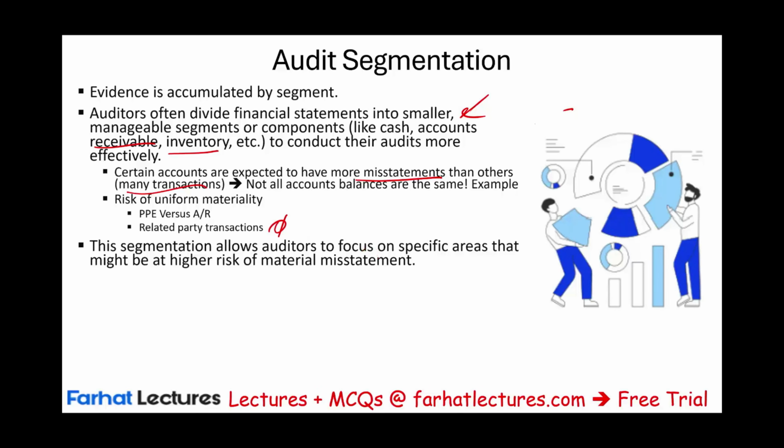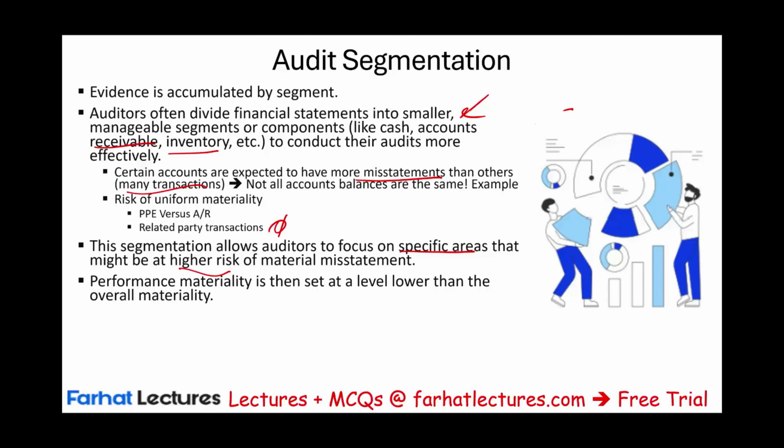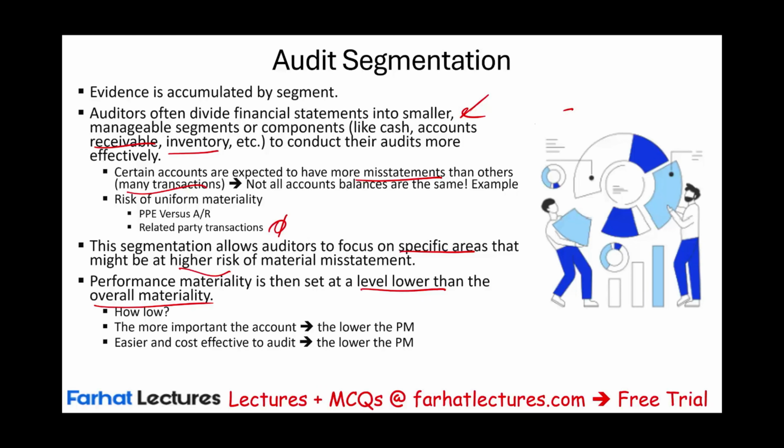So this segmentation, when we segment the audit, allows the auditor to focus on specific areas that are higher risk of material misstatement, because we separate the financial statement into separate cycles. And we're going to look at each cycle separately later on. Then performance materiality is set lower than the overall materiality, and the more important the account and the easier to audit, cost efficient, the lower the materiality. How low? The more important the account, the lower the materiality. The easier the account and the more cost effective it is, the lower the materiality.